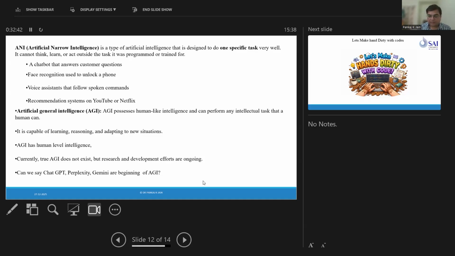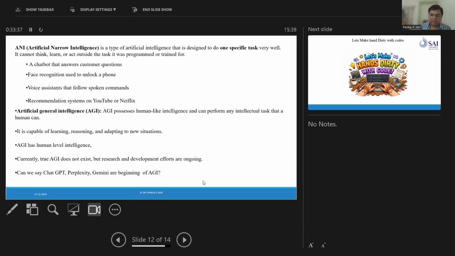At the present time, we are not at the AGI stage. Even after these developments, we have not achieved general or human-level intelligence. We are still at the narrow intelligence level, even with the development of ChatGPT. You have seen ChatGPT can do lots of things. It can generate pictures, text, PPTs, and give answers. Still, it is narrow intelligence, not general intelligence. It cannot perform any task other than what it is designed for. It can only do one task at one time. So can you say ChatGPT, Perplexity, Gemini are the beginning of AGI, or the advanced level of narrow intelligence?